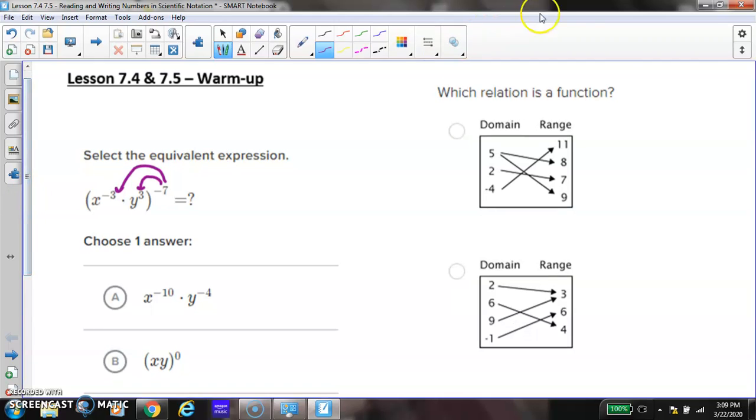Also, a blast from your past. Which relation is a function? Remember the vending machines with my peanut M&Ms? If you had a domain, so your input values, if I pushed B5, it looks like we have a problem here, right? I'd be shaking the machine and getting peanut M&Ms and a Twix bar. So this would not be a function because it's good for me, bad for the machine.